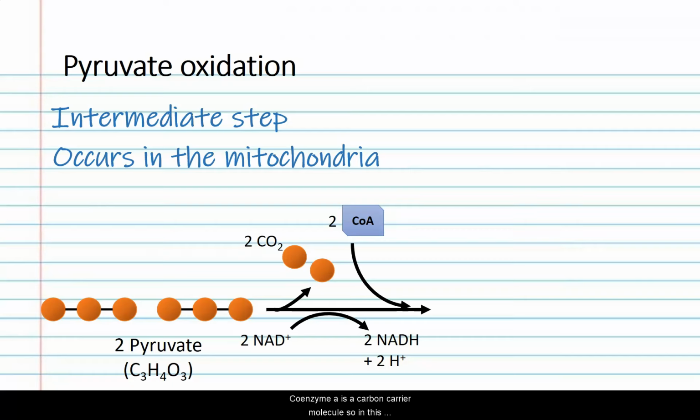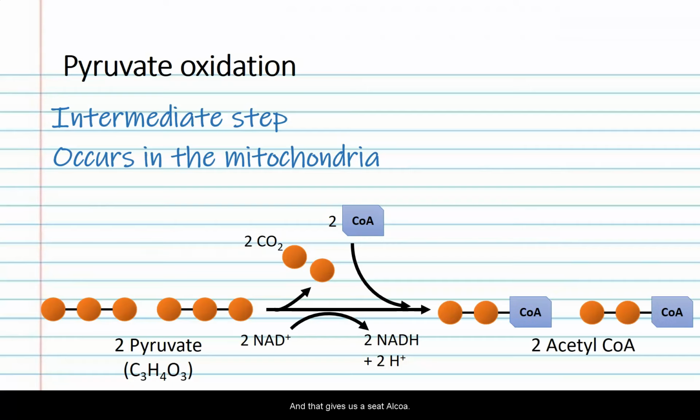Coenzyme A is a carbon carrier molecule. So in this reaction, the remaining 2 carbons from each of these pyruvates are going to be attached to coenzyme A. And that gives us acetyl-CoA. A 2-carbon group is called an acetyl group, and we have 2 of those acetyl groups attached to 2 coenzyme A's. Again, we're going to follow the flow of the carbon from glucose through glycolysis, through pyruvate oxidation. We now end up with our 2 acetyl-CoA.